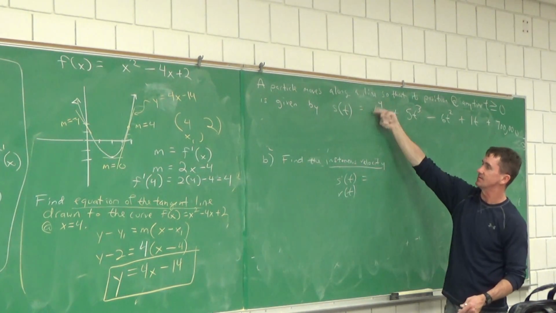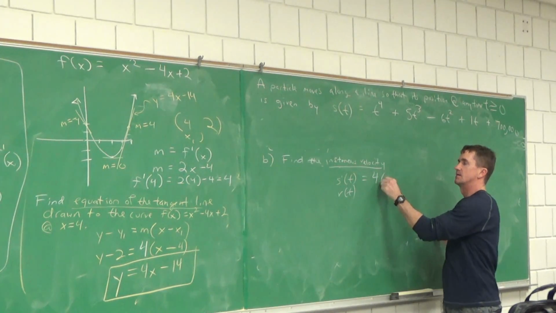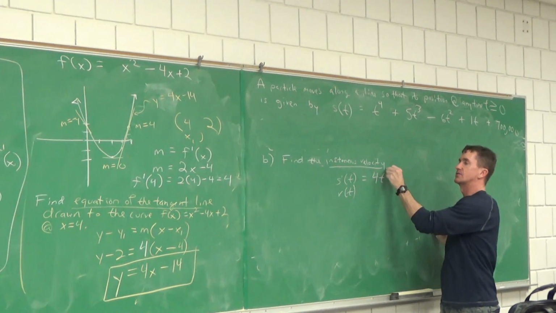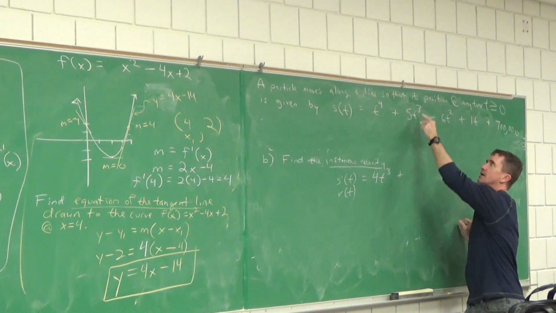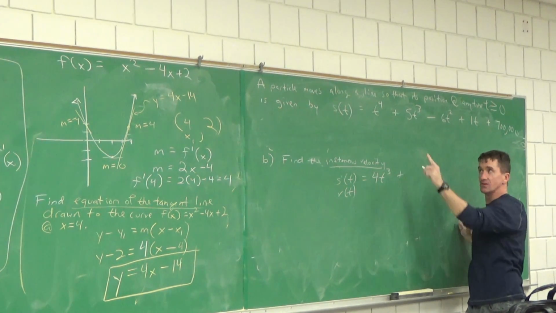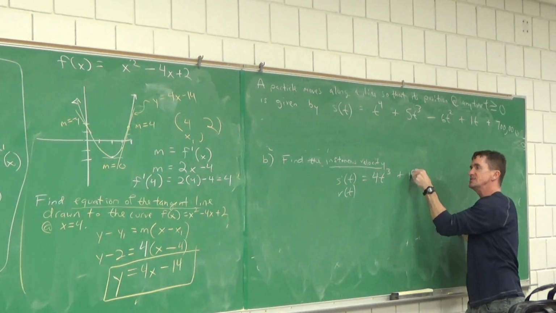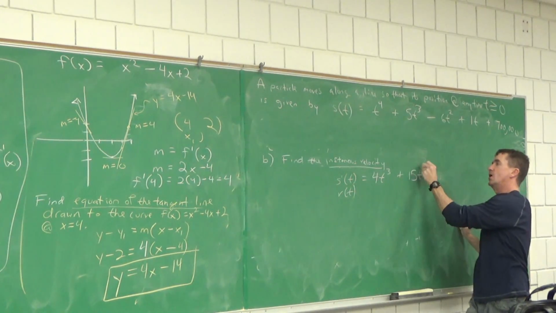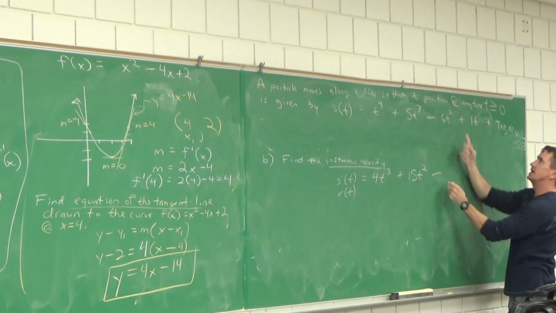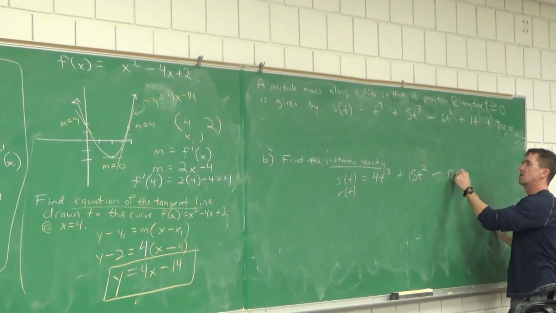Start here, Joe. What is it? 4 where? 14. T to the 3rd. Good. 15 t squared. 3 times 5 is 15. Notice she multiplied it. And then you decrease the power by one, 2 minus 1, gives 12t.